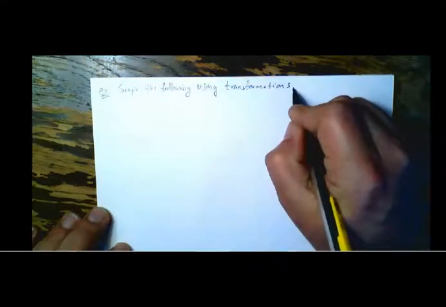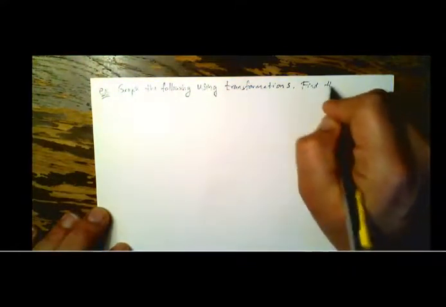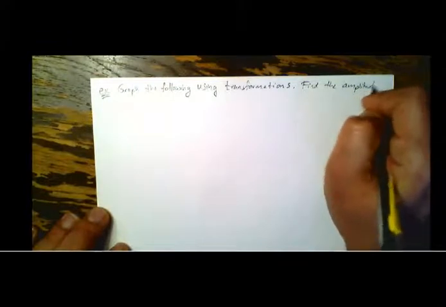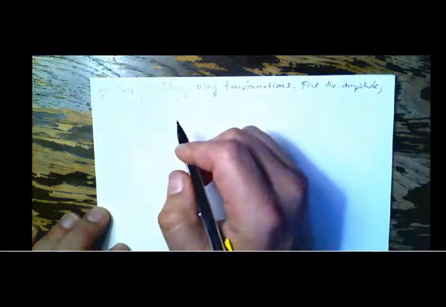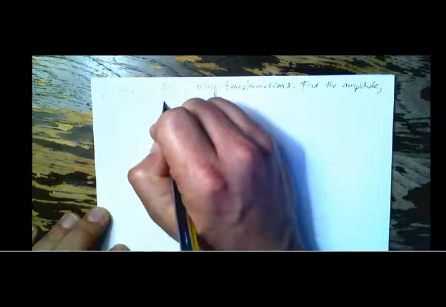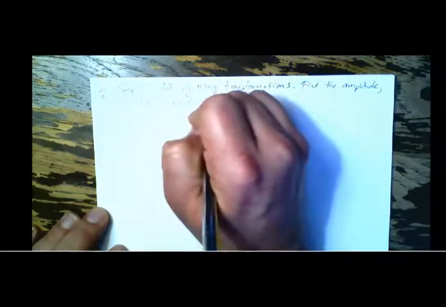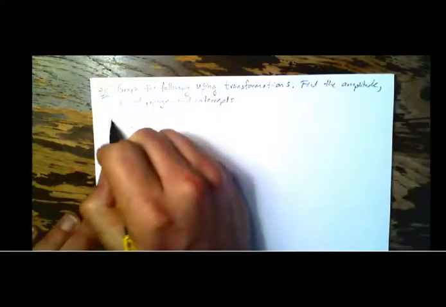So first example, we want to graph the following using transformations. Then find the amplitude, period, range, and intercepts. Okay, so let's start with the first one.